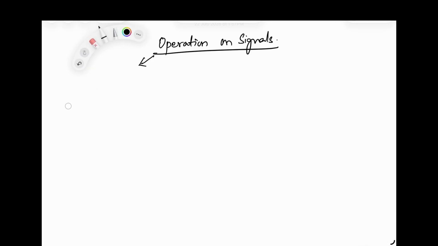In today's video, we are going to discuss operation on signals. So far in the previous videos, we have seen the different types of signals and the basic signals. Now let us see why we need to learn about operation on signals and what this operation on signals means. So operation on signals are the mathematical operations or the mathematical manipulations which are being done on the signals.